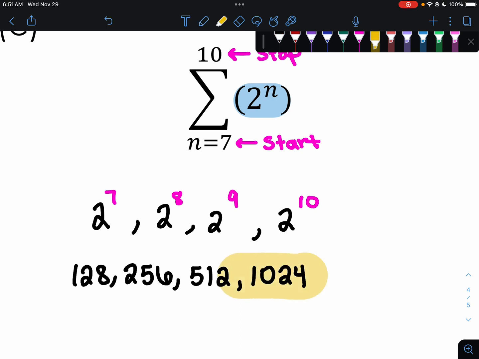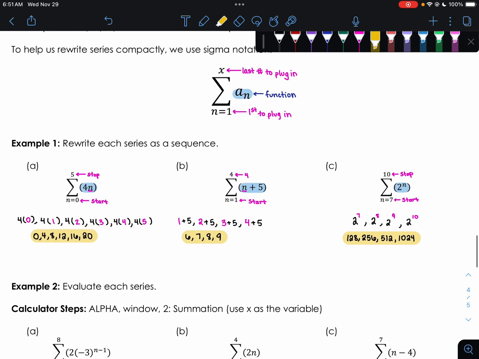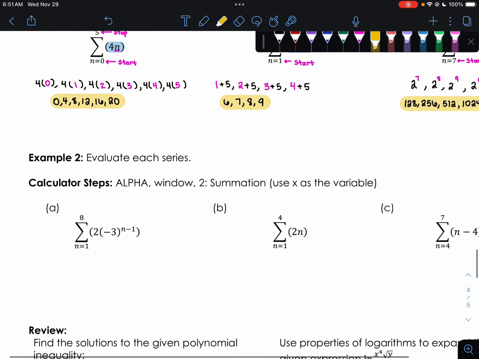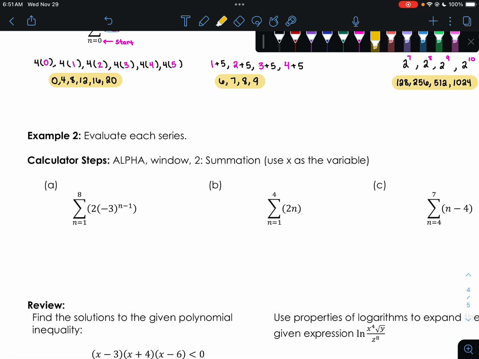And that would be the sequence that corresponds to that summation. So again, in this first example, we have not evaluated the summation. That would be if we add all of these terms together. Right now, we're just practicing transferring it to a sequence from a summation. Okay. Now in example 2, we are going to actually evaluate the series, the summation.